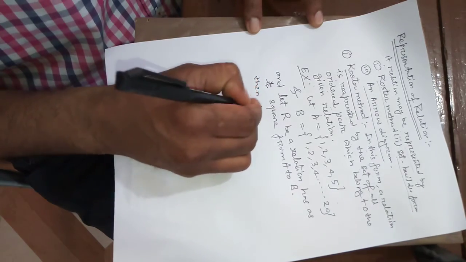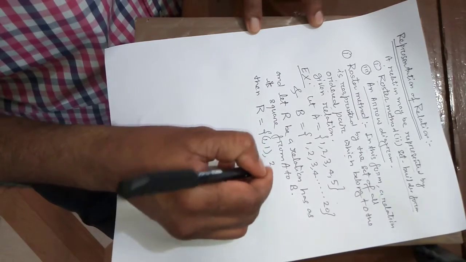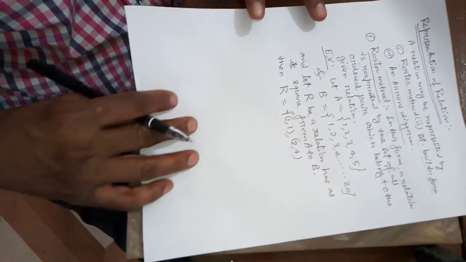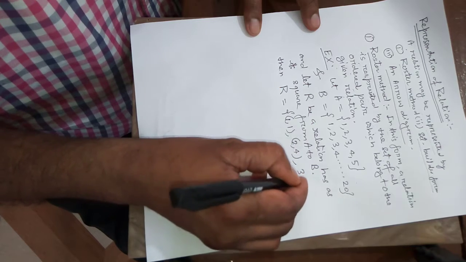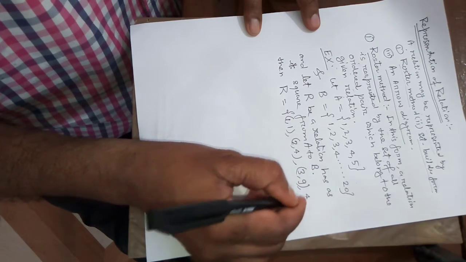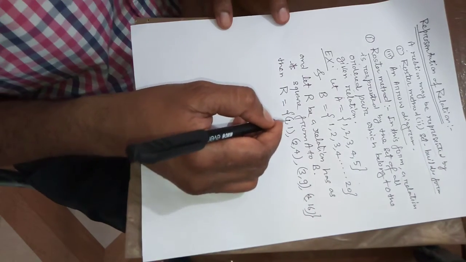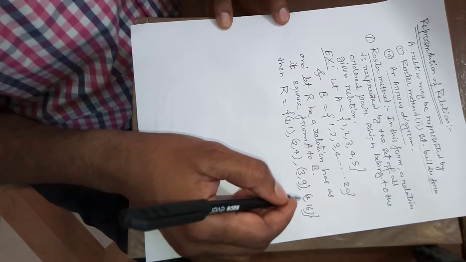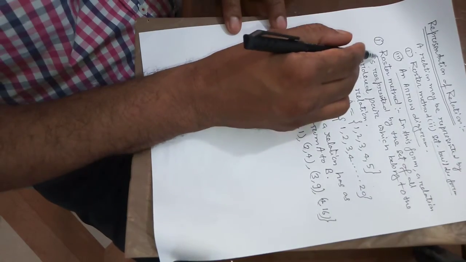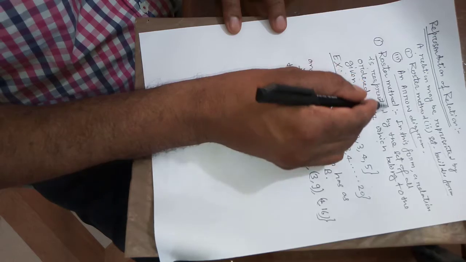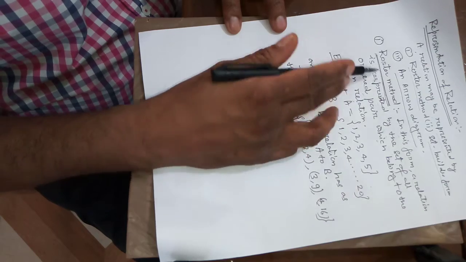Then relation R can be represented as (1, 1), (2, 4), because the square of 2 is 4 and the square of 1 is 1. Now take 3, the square of 3 is 9, and 4, the square of 4 is 16. Then this relation is R equal to {(1, 1), (2, 4), (3, 9), (4, 16)}. This is the roster method, also called list form or tabular form.